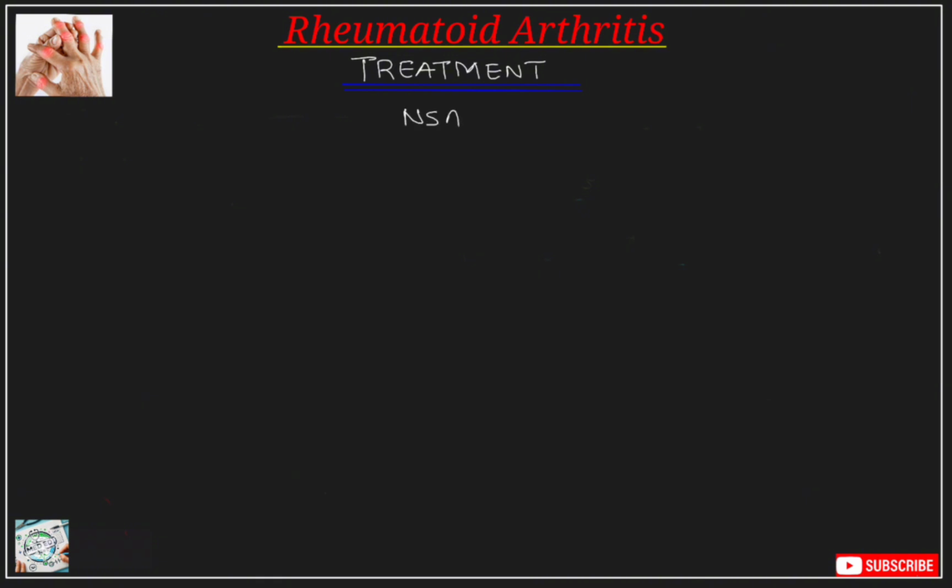Okay, let me talk about the role of the NSAIDs in rheumatoid arthritis. The NSAIDs are used only for symptomatic relief. They reduce pain, swelling, and stiffness, but they do not slow the disease process or prevent joint damage.